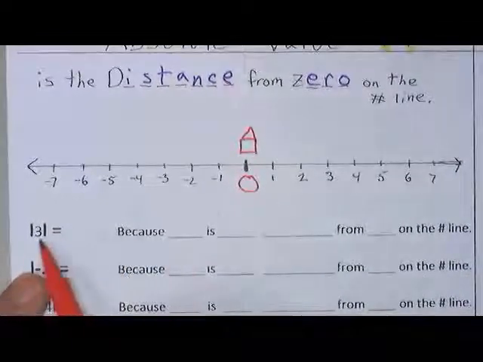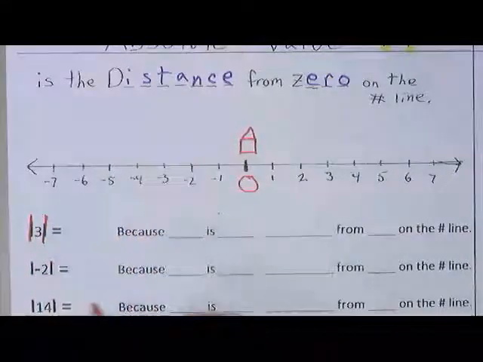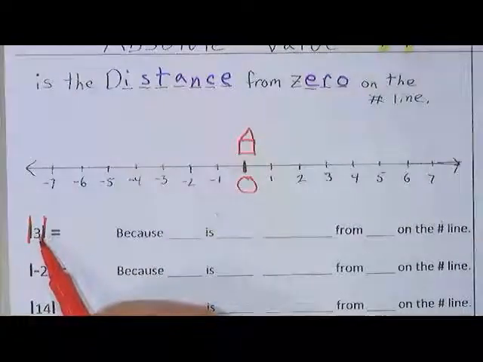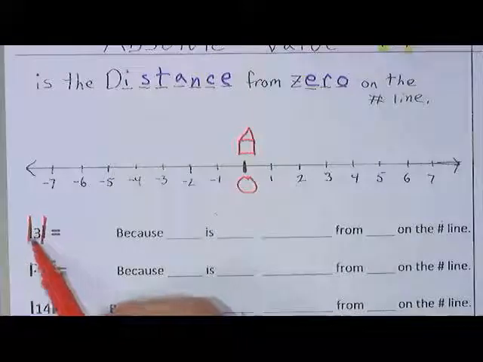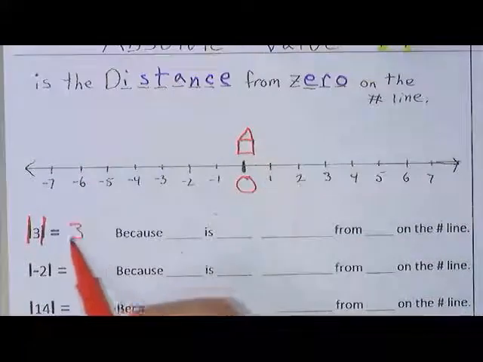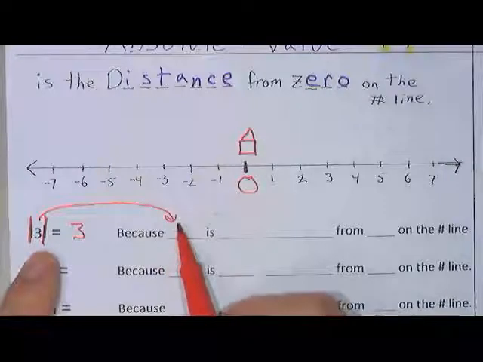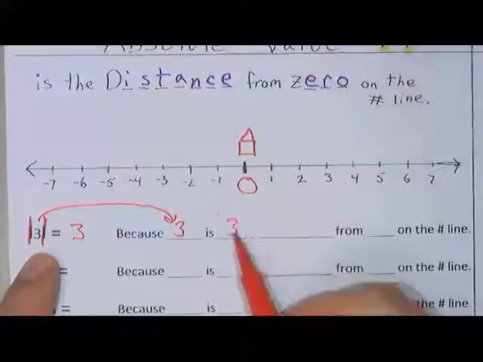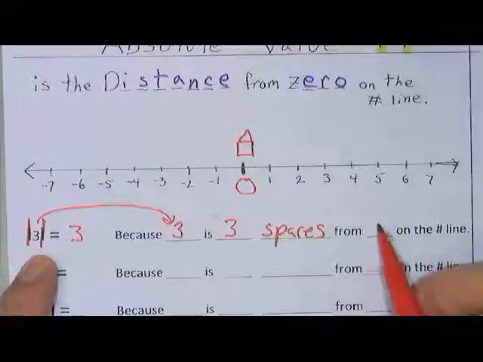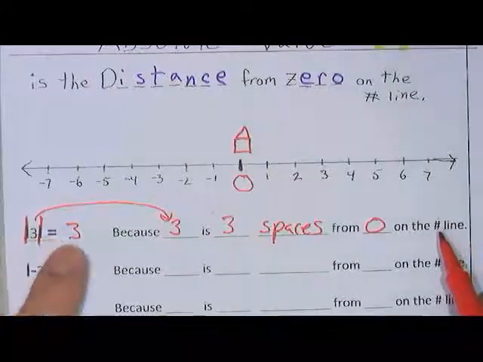So let's take a look at this one here. The absolute value of 3. That means how far is 3 from 0? What's the distance? Well, let's see. The answer would just be 3. Here's 3. It is 1, 2, 3 spaces from 0, right? Because this number is 3 spaces from 0 on the number line. That is why it's a value of 3.